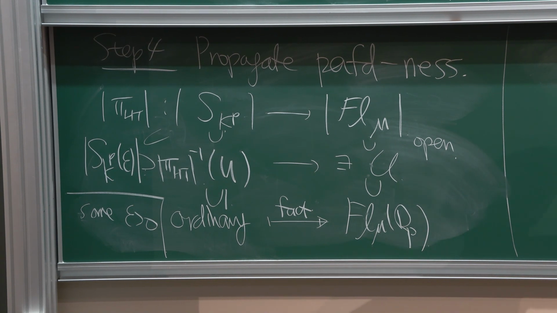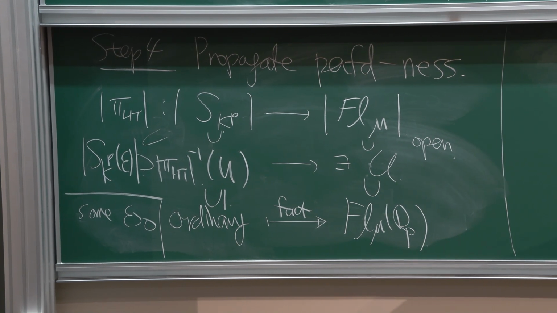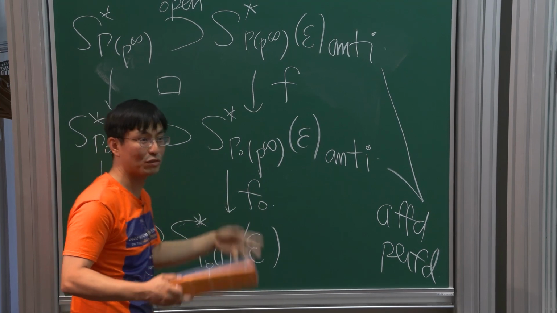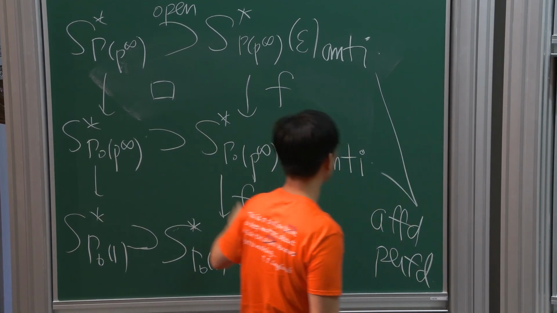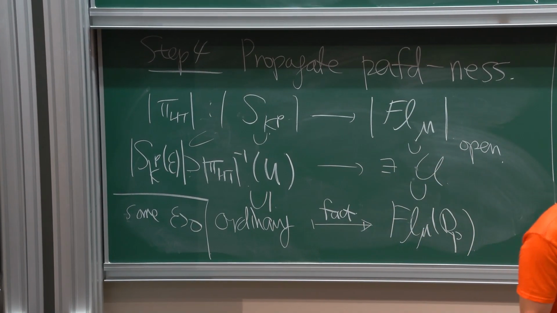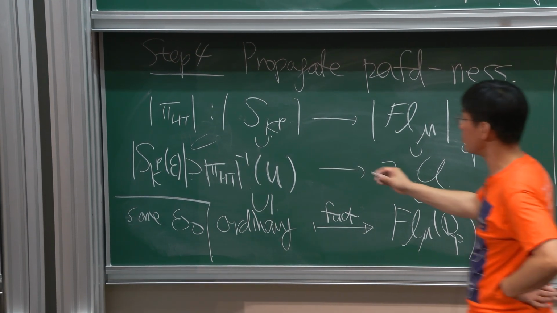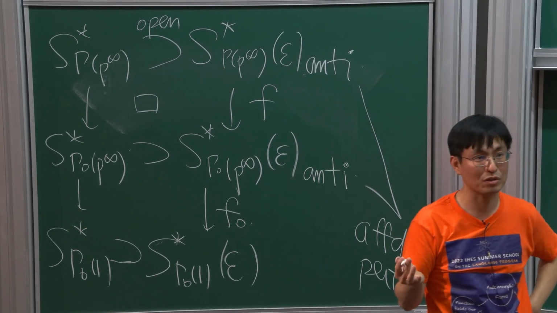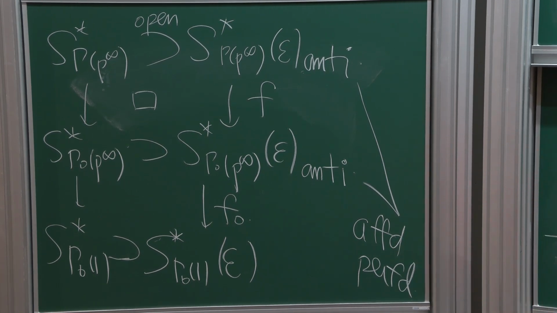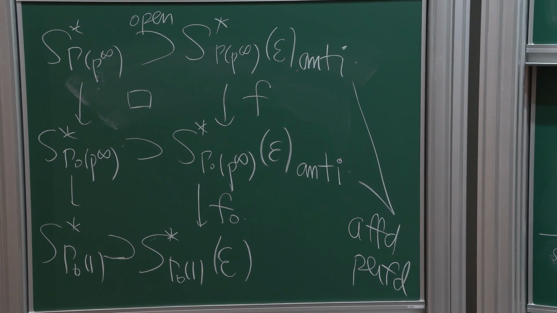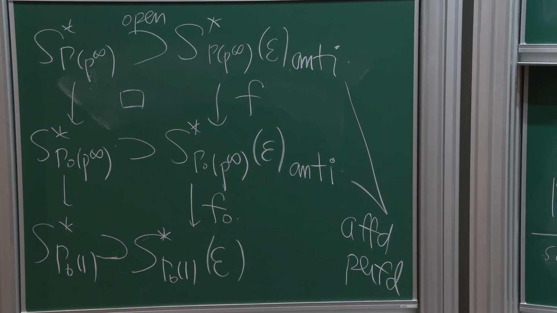propagate perfectoidness, because you have the underlying topological space for this guy, but you want to build a perfectoid structure on this space. And perfectoidness is a local property. We already know that in some open subset, in the anti-canonical locus, you have this perfectoid structure. And by group action, you want to cover the whole space. Then you have this covering of this guy by affinoid perfectoids, and they glue together to give you a perfectoid space structure for the whole thing.